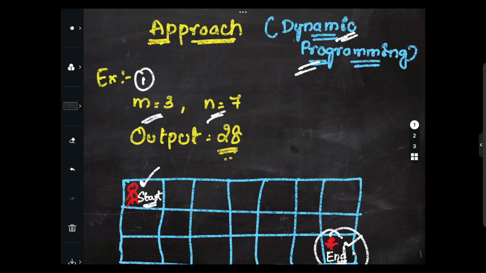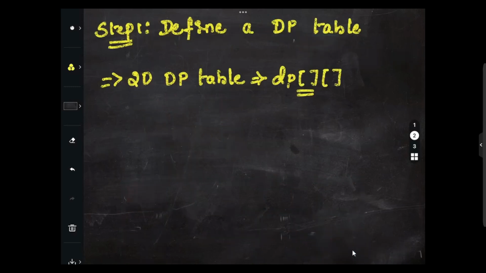So we have 3 rows and 7 columns. The robot starts from 0, 0 and has to reach 2, 6. So this will be 0, 0, 1, 0, 2, 0, then 2, 1, 2, 2, and so on until 2, 6, the last one. We have to find the unique paths for the robot to reach the final destination from 0, 0 to 2, 6. So the first step is to define the DP table. Let's create a 2D DP table.